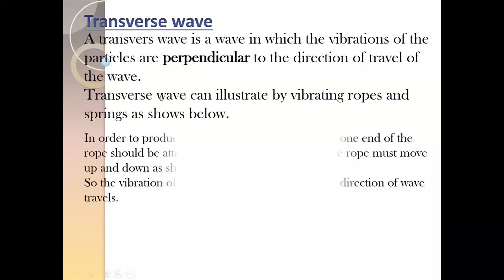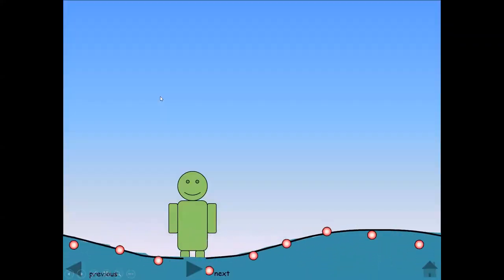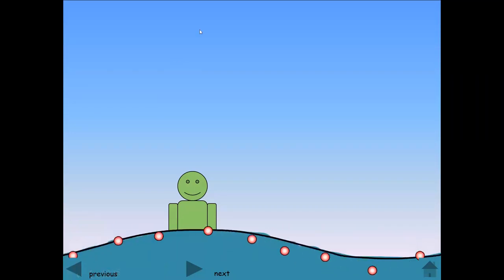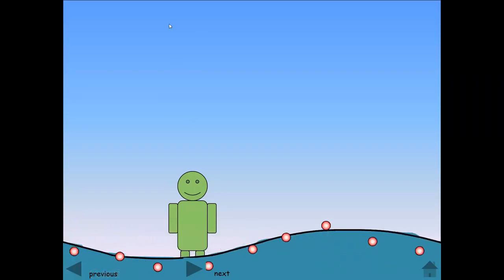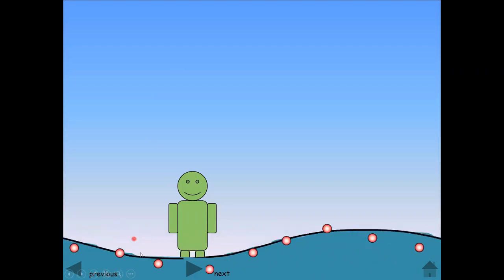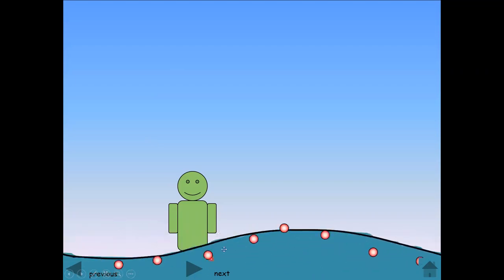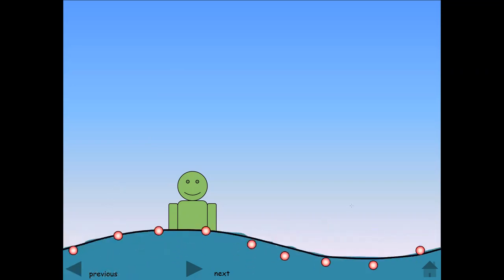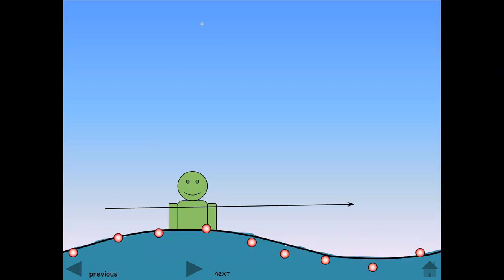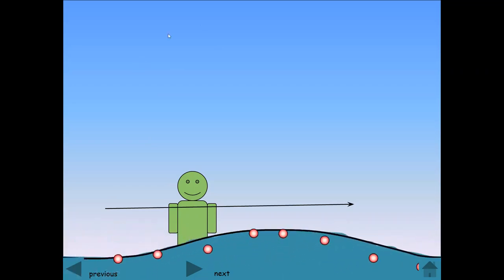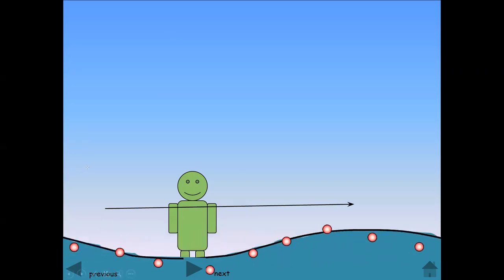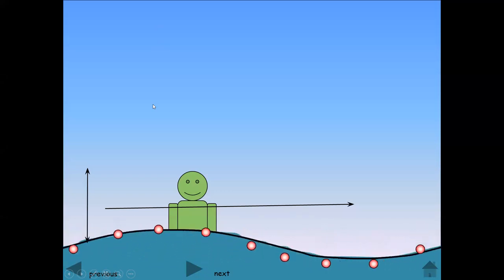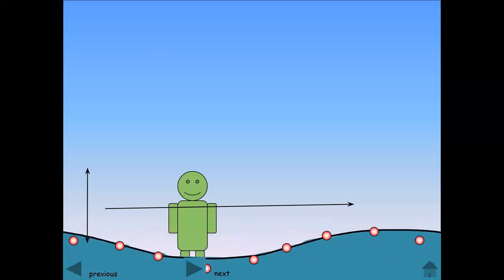So in a transverse wave, the particles vibrate perpendicular to the direction of the wave, as you can see in this animated image. These are the water particles. These particles are moving up and down, but the wave is traveling towards the right-hand side. So when you compare the direction of the particles and the direction of the wave, the direction of the particles is up and down and the direction of the wave is towards the right. So we call that a transverse wave.